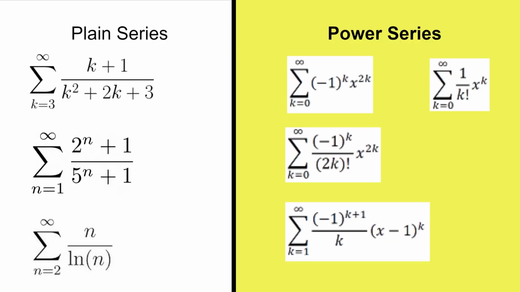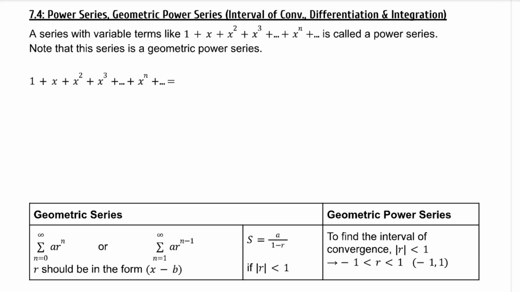Here are some examples. What do you notice? Power series always has some sort of an x in it, a variable. Power series allow us to write functions of x as a series rather than in their function form. And why would that be important?